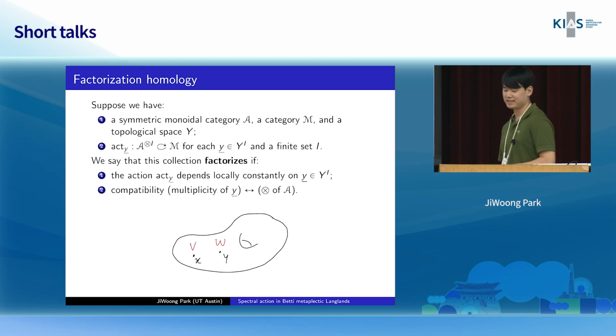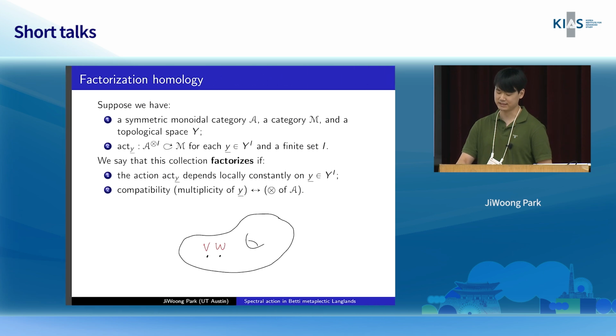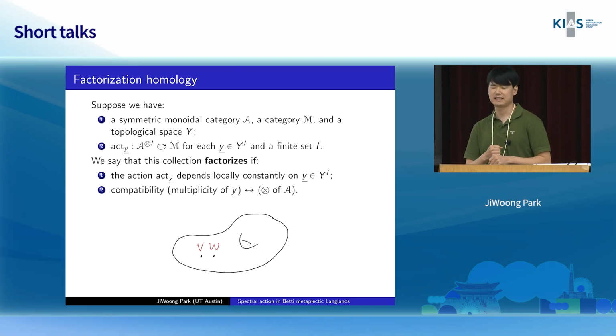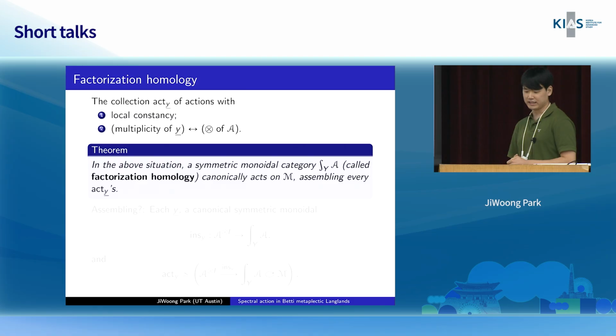What do I mean by this? So we had the following visualization of the action. And you can move around the points X and Y, and the resulting action would depend locally constantly. So we can move around points like this. Yeah, and it can happen that those two points collide. And the second structure tells us that the effect is the same as taking the tensor product of those two objects. So those two points collide, and then this becomes this diagram.